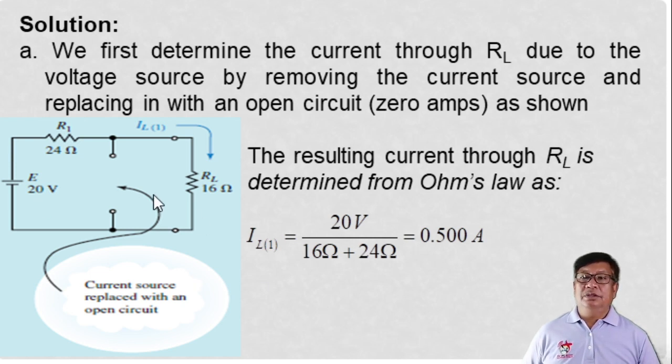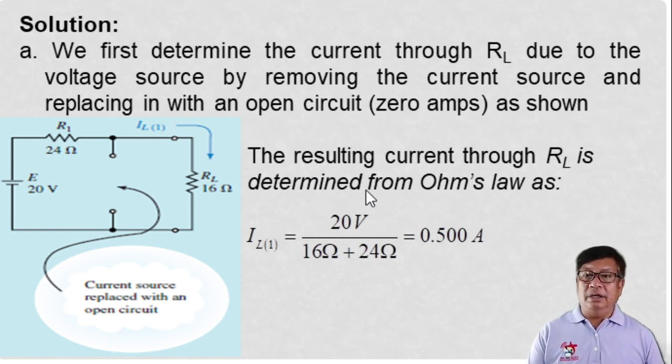Okay, so we have this. It is open circuit now, so we have to solve for I sub L. As you can see, we have the subscript 1 in parentheses, because this is the first solution: analyzing the load current using the load resistance and source voltage only, removing the current source. Okay, this is our first solution.